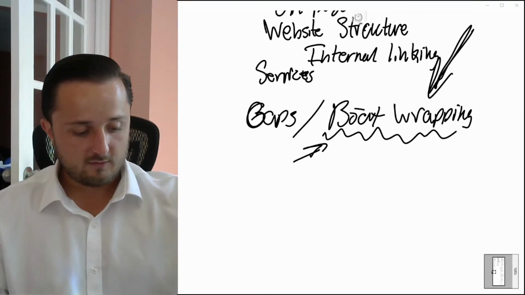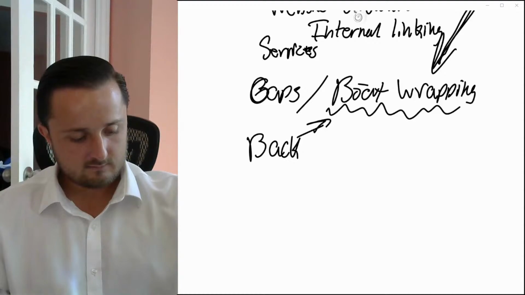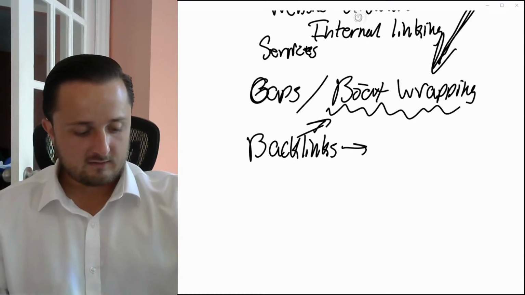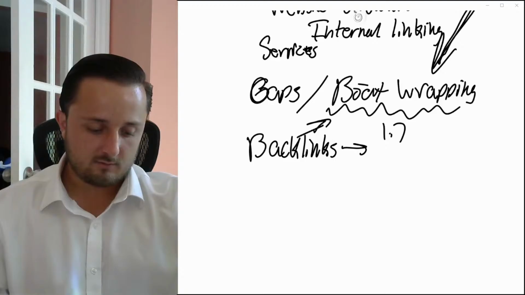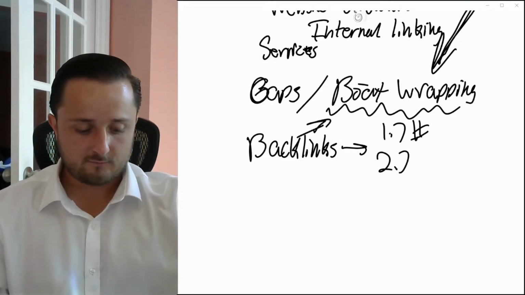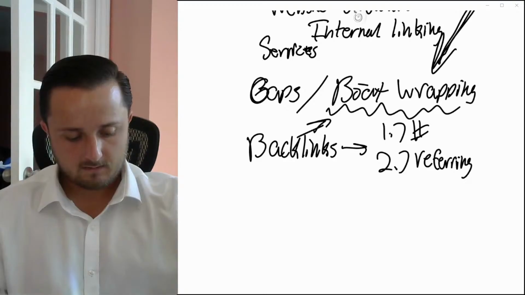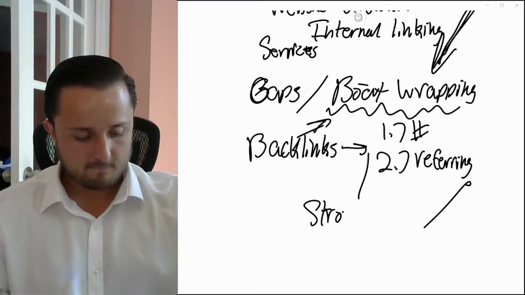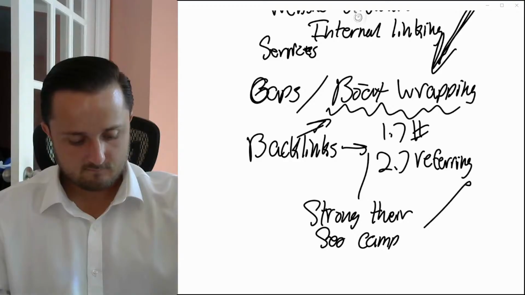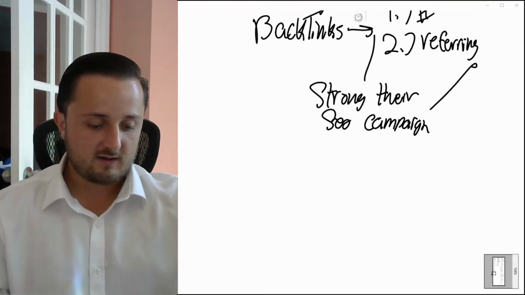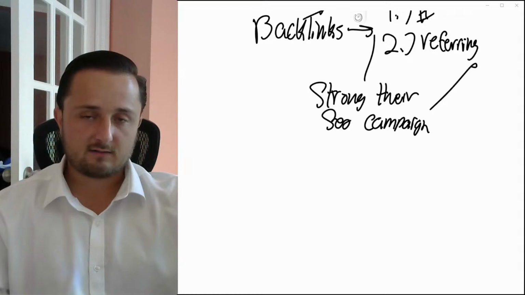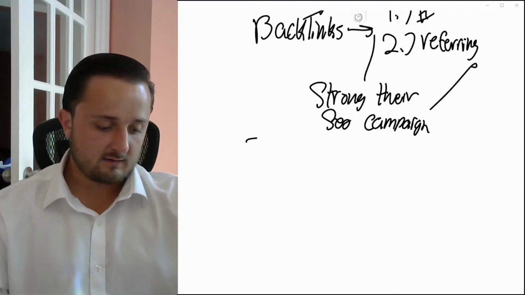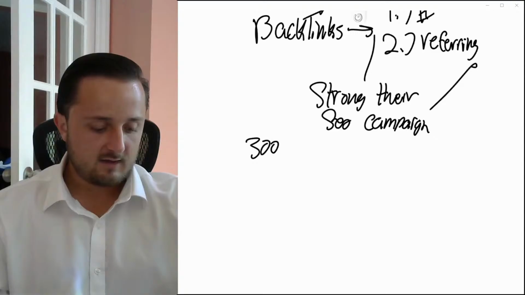Then not only that, we can look at the website's backlinks. For backlinks, I'm looking at the number of backlinks, and then I'm looking at referring domains. This will tell me how strong their SEO campaign is. A majority of the time, what I will find is that the number of backlinks and referring domains from my competitors, from my clients, or from my sites is usually below 300.